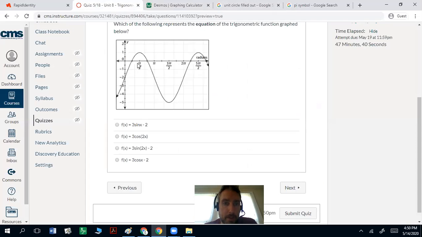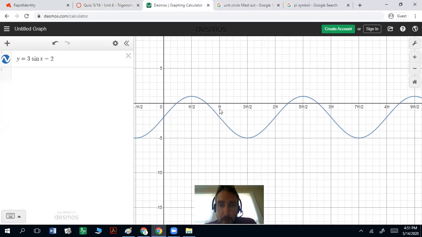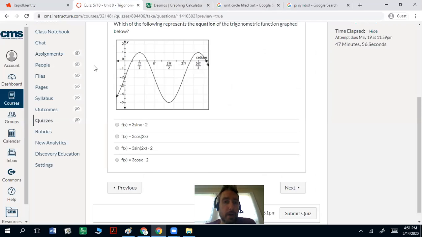So if you look at the graph here, it's by pi over 2, pi, 3 pi over 2, and 2 pi. So we can look at pi over 2, pi, 3 pi over 2, 2 pi. And you can see it models that same graph that we had going on there. So that's how I know, based off the graph, it's going to be that answer too.